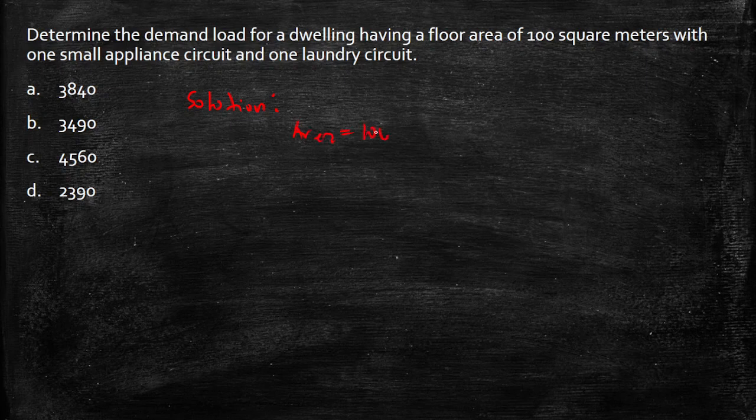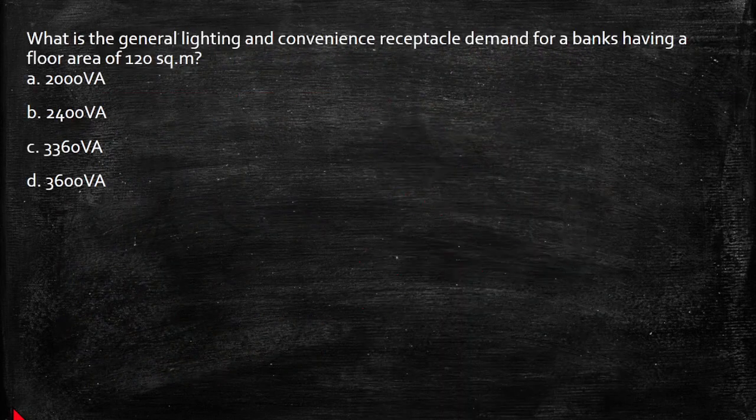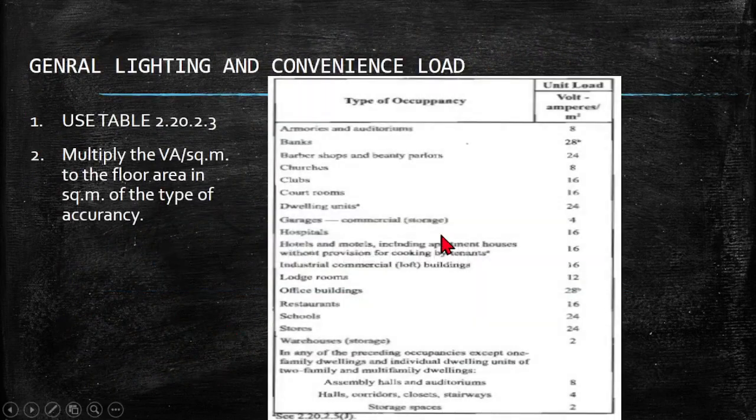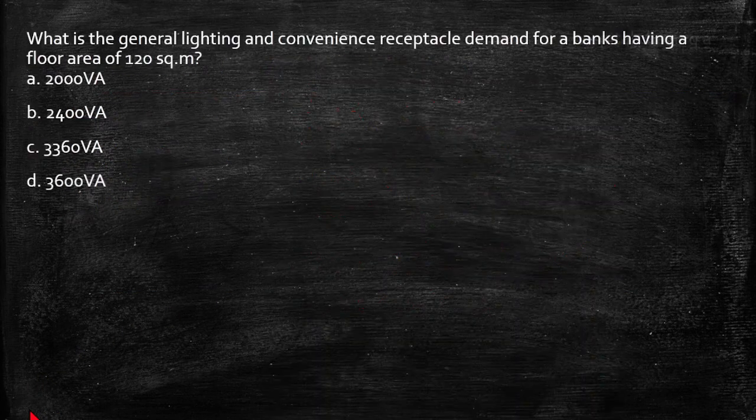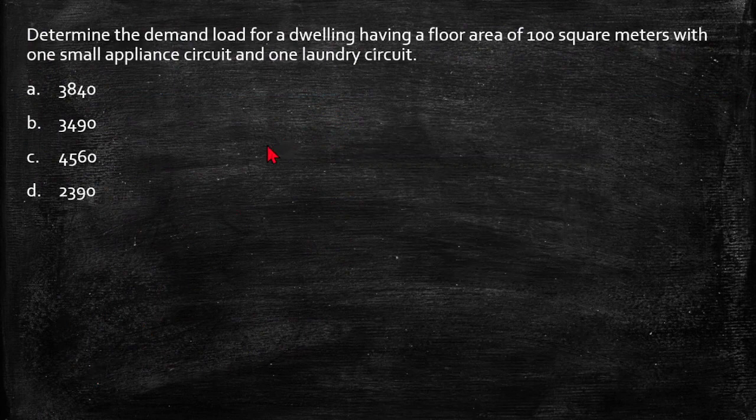Then our VA per square meter for a dwelling, from the table, will be 24 volt ampere per square meter. Let's check our table from earlier. Here it is: dwelling unit, 24 volt ampere per square meter. So let's get the load.